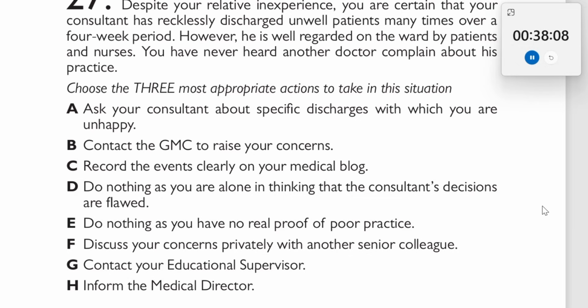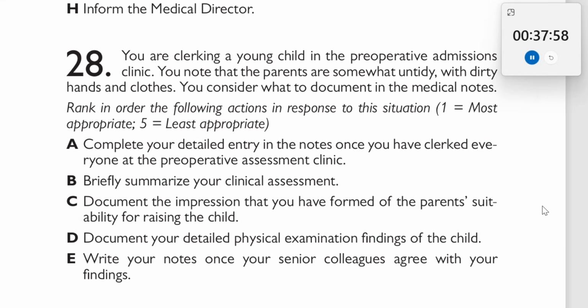Okay, moving to the next, which is 28. You are clerking a young child in the preoperative admissions clinic. You note that the parents are somewhat untidy, with dirty hands and clothes. You consider what to document in the medical notes. So rank in order the following actions in response to the situation. Read the options and rank accordingly.